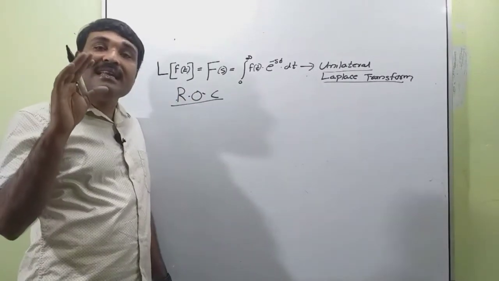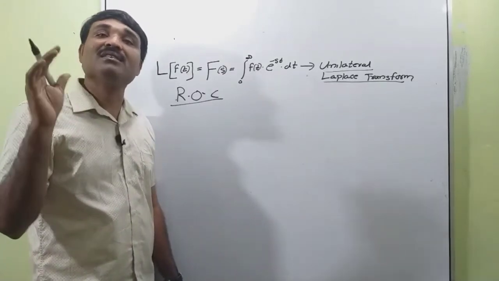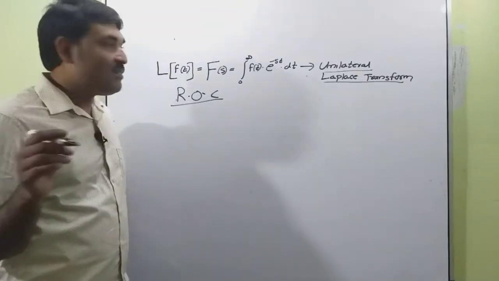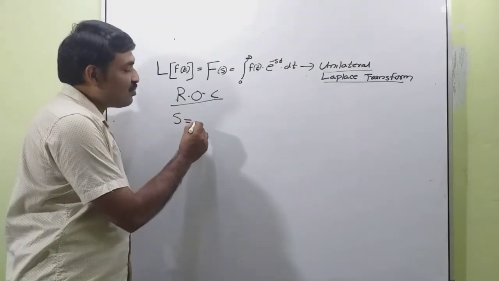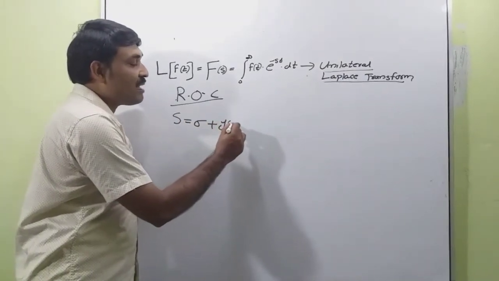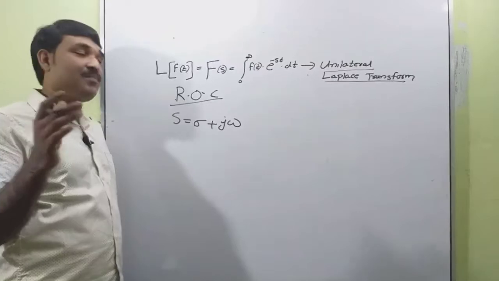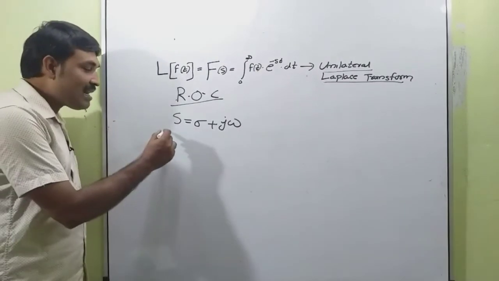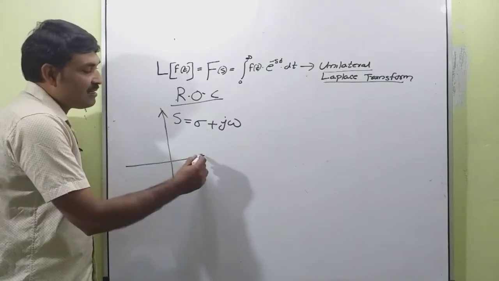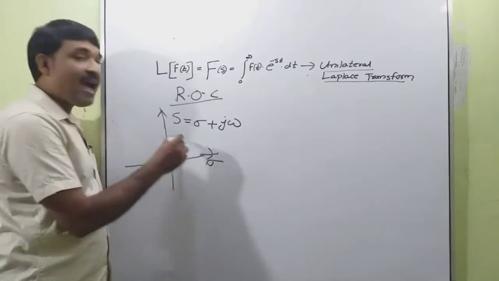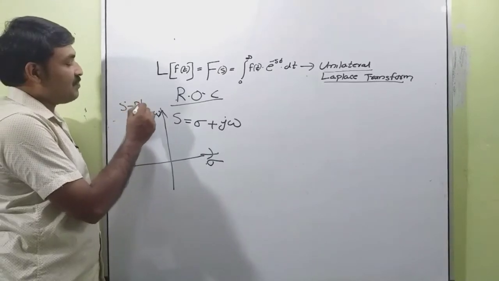That is a region in the S-plane. The S-plane is a complex plane where the function is defined or the function exists. Now, what is S? We know that S is a complex variable represented by S is equal to sigma plus j omega, where sigma is the real part and omega is the imaginary part. So S is a complex variable, so we can represent it in a complex plane. This is our S plane. The real axis represents sigma and the imaginary axis represents omega.